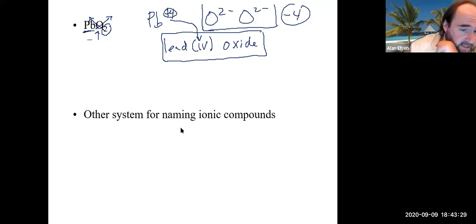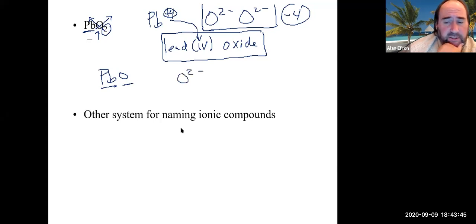So the question is if we had PbO. In that case, we would do the same thing, and your first answer there would be correct. We would look at this case, and now we only have 1 oxygen present, which has a -2 charge. So to balance it out in this case, the lead would be 2, and it would be lead Roman numeral 2, and it would be oxide.